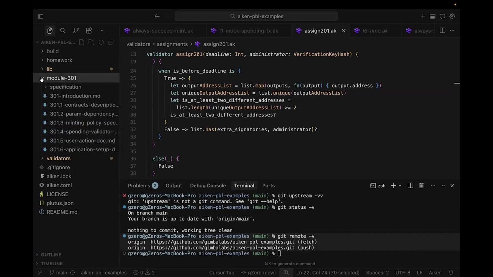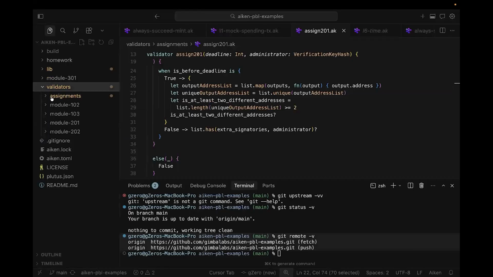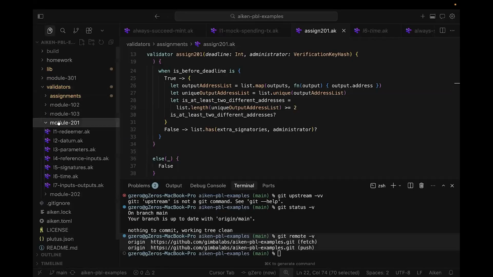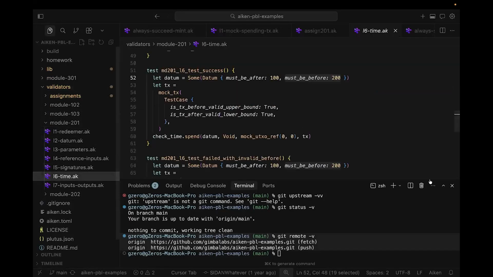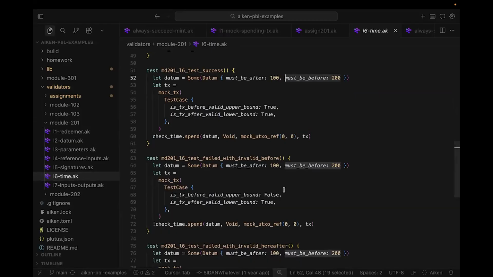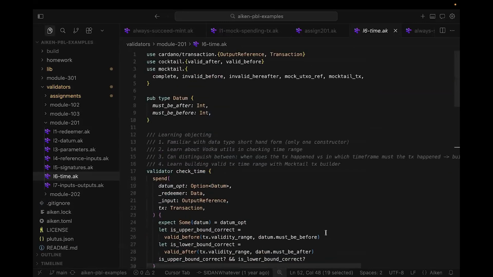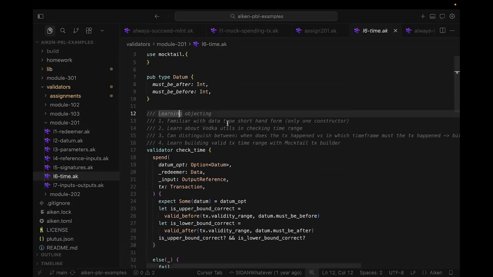Where is this module 201? Okay, here it is, module 201, time.ak. Are you guys able to see the code here? Yeah, we got it. Okay, beautiful. So in this, they defined a datum, and it has two fields, must be after and must be before. Both of them are integers.